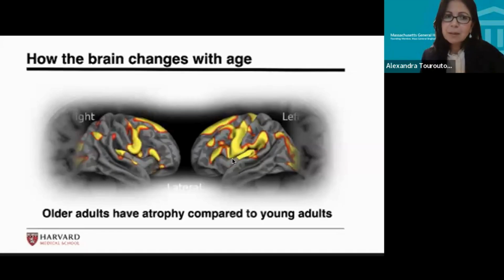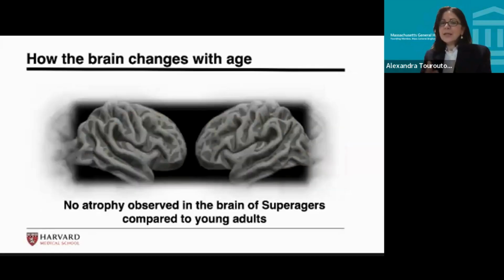And so this is an age-related atrophy in both the right and the left hemisphere, and you can see that it is a pretty widespread effect. It affects all these yellow spots, or areas of the brain that have shrinkage, and it is quite many. Now look at the brains of superagers compared to young adults. You see that there are no yellow spots at all. And remarkably, the brains of superagers are truly youthful.